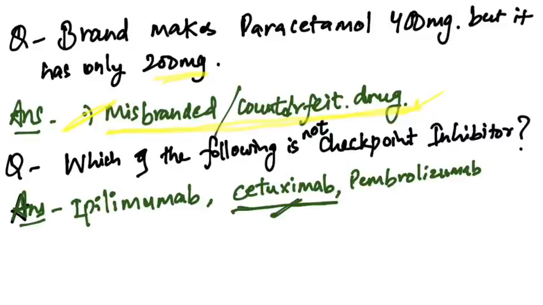Now, which of the following is not a checkpoint inhibitor? The options were ipilimumab, cetuximab and pembrolizumab. The answer is cetuximab because ipilimumab and pembrolizumab are the checkpoint inhibitors.